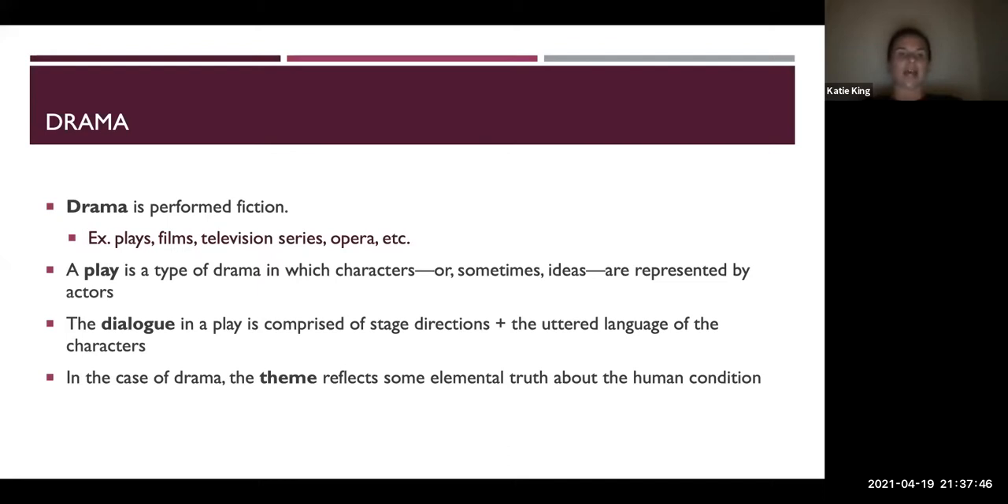So the dialogue in a play is comprised of stage directions and then the uttered language of the characters. So a script, right? Usually it's in italics or brackets. You'll have the stage direction, where that's literally the director telling the actors or the playbill telling the audience what the physical movement is going to be or the setup of how the stage looks.